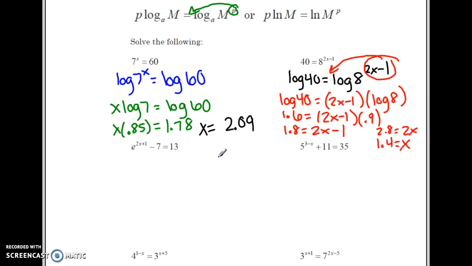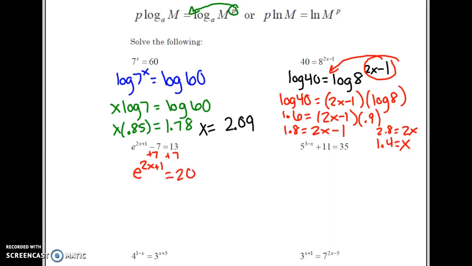Alright, the next set here, these are a little different because they have this minus 7 here. This one has a plus 11. Before I can take the log, I need to move this over. You cannot have anything on the outside. It has to go to the other side. So now I have e to the 2x plus 1 needs to equal 20.